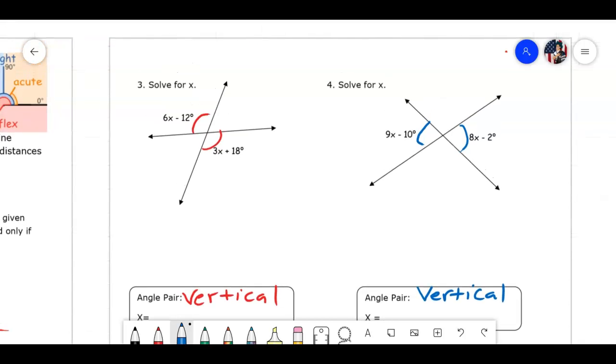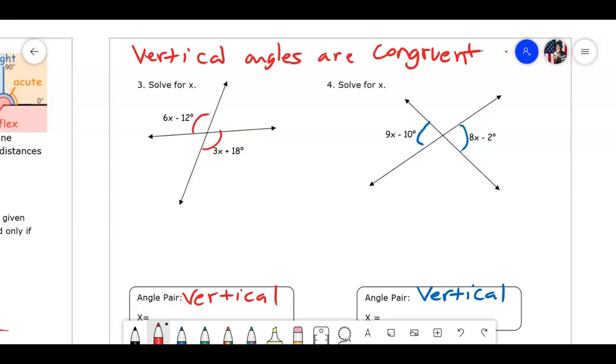Now we're gonna make a little note for yourself at the top. Vertical angles are congruent. Congruent means they're the same shape, same size, equal measurement. So what do you do? You set them equal. Okay.